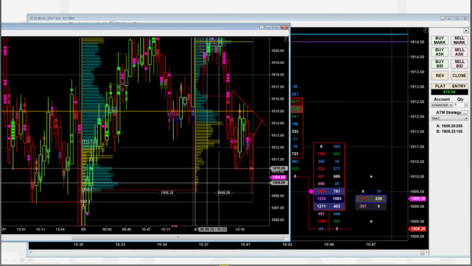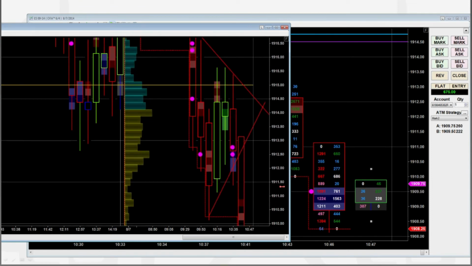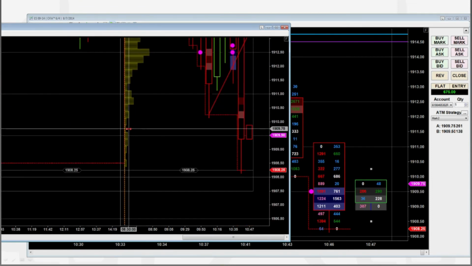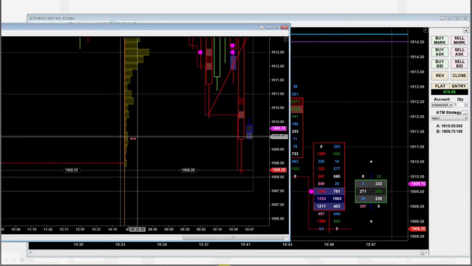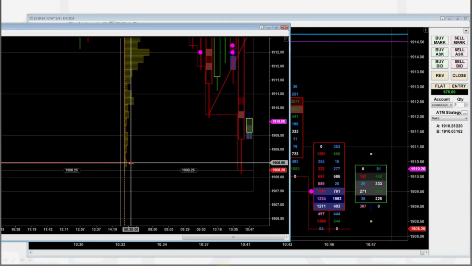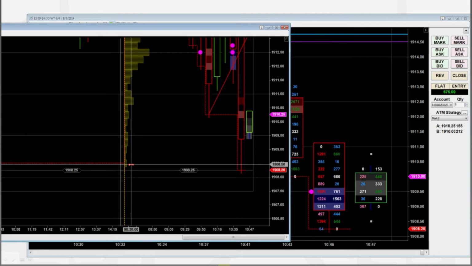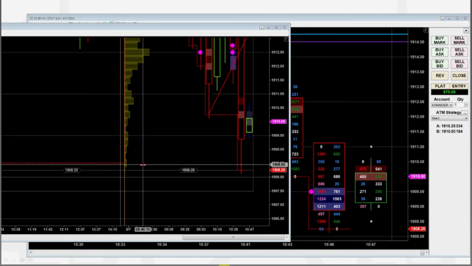I can see this. Let me see if I can make this bigger. I can see in my profile this kind of broken teeth. This is getting a little choppy. The volume right now is really thin. So if you ask me if this auction is done to the downside, I would tell you that I would look for a short around 1075 to 11.